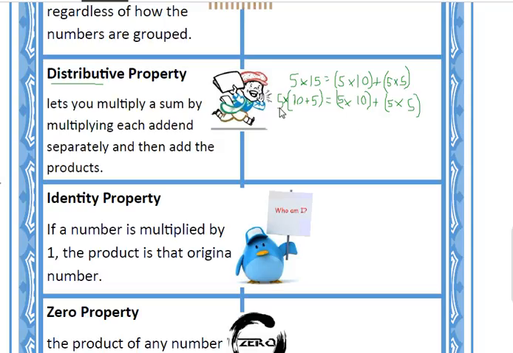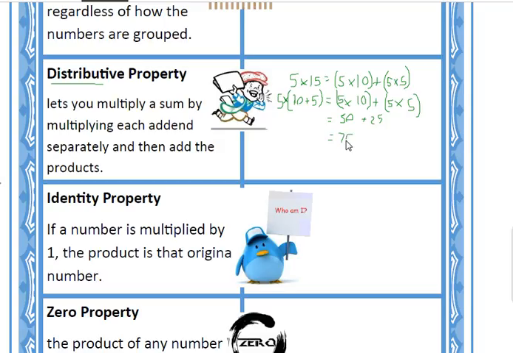All right. So this is how it works. So 15 is the same as 10 plus 5. So then we're going to distribute this. Okay. 5 times 10 and 5 times 5. So let's see. 5 times 10 would be 50. And we'll go over that tomorrow. Actually, multiplying by tens. Plus 5 times 5 is 25. 50 plus 25 is, of course, 75.